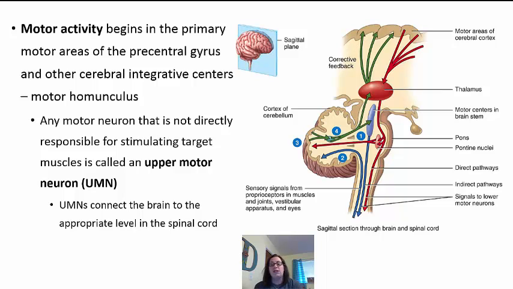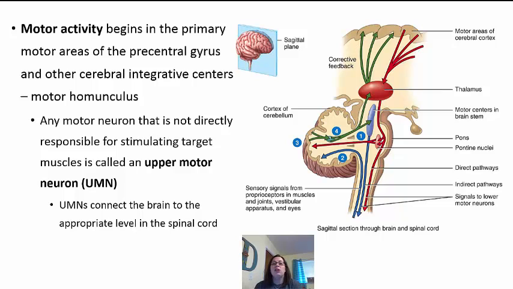So motor activity: we got the message up to the brain, and now we know that there's pain down in your foot. Well, what are we going to do with that information? What kind of motor activity is going to happen because of the information that came in? So motor activity begins in the primary motor area. If you remember, it's right next to the primary sensory area in the brain.